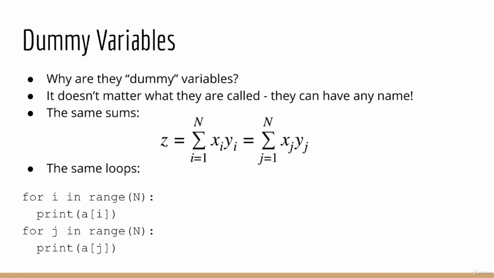Here's one final statement I want to make about dummy variables. It's important to remember that it doesn't matter what you call them. That's why they are called dummy variables. For example, notice that the two equations you see here are exactly the same. It doesn't matter if we call the dummy index i or j, because it's just a dummy index. The same goes for programming. These two for loops are equivalent. It doesn't matter what I call the dummy index, it will still print the same thing.